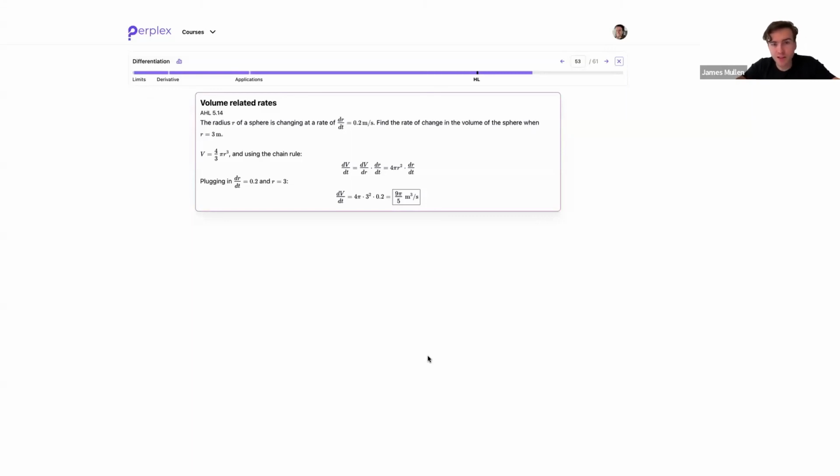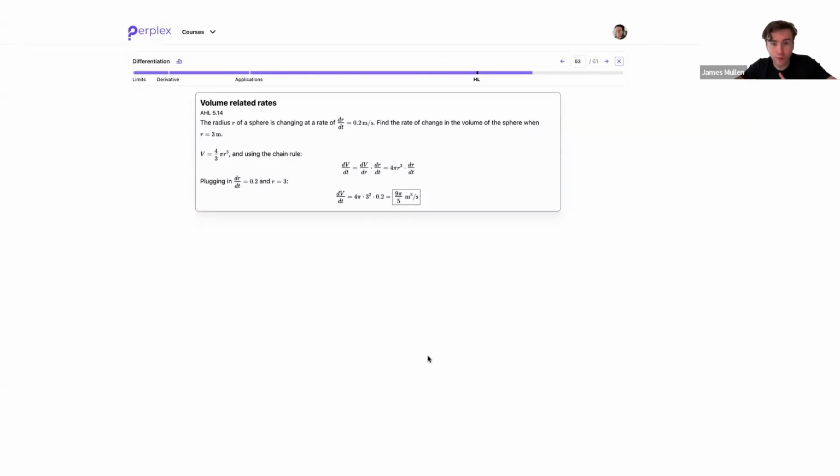So let's start with a simple example, which is with volumes. It happens pretty commonly on IB. Let's say the radius of a sphere is changing at a rate of dr by dt is equal to 0.2 meters per second. And we want to find the rate of change in the volume of the sphere when r is equal to 3. So let's say the volume is 4 over 3 pi r cubed.